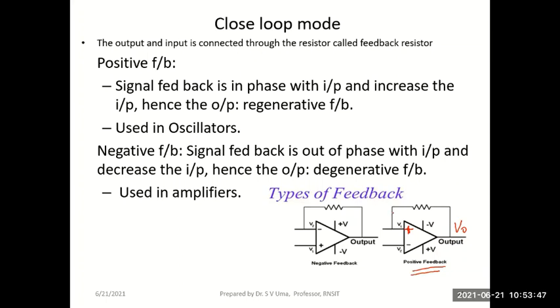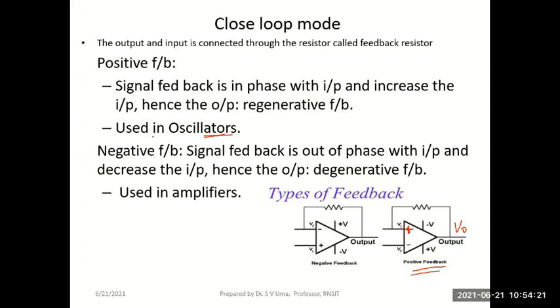So it gets added with the existing input and it tries to increase the magnitude of the output signal or the voltage gain. So whenever you give positive feedback in an op-amp, you should connect the output to the non-inverting terminal either directly or through some resistance. Okay. And as I told you already, positive feedback is used in oscillators. We have seen oscillator circuits which use positive feedback.